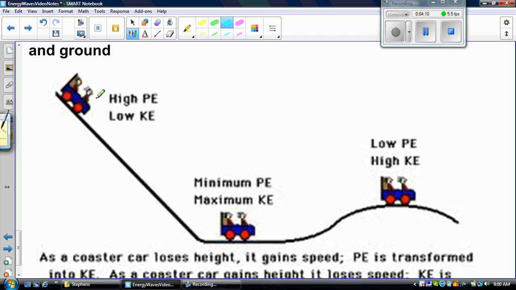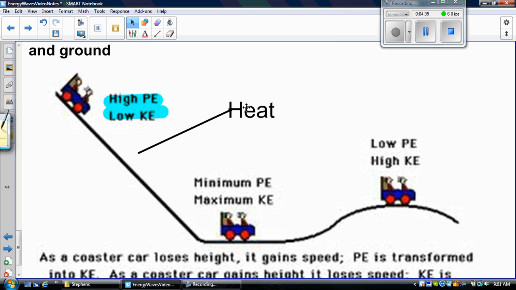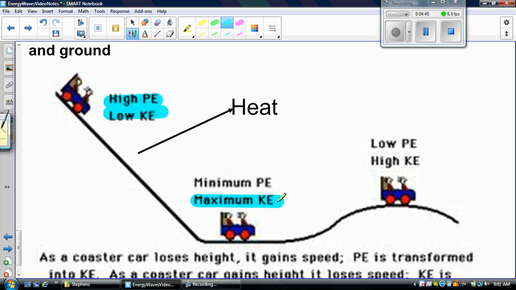So at the top right here, we have high potential energy, low kinetic. When he starts going down the hill, that potential energy is going to get converted into kinetic. However, not all of that potential energy gets transferred to kinetic. Some of that potential energy gets transferred into the atmosphere as heat due to friction between the wheels and the track. Okay, and then the rest of it will be transferred into kinetic energy. Notice when the roller coaster gets to the bottom of the hill, it has the most kinetic energy because that's where he's going the fastest.